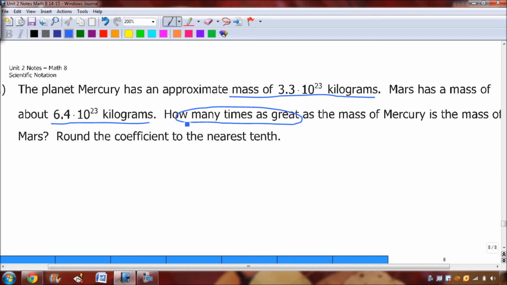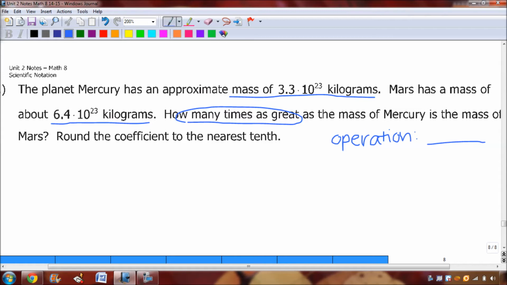And then I have to round the coefficient to the nearest tenth. So first thing I'm going to do is I have to always identify what is my operation. Okay, and anytime you have any word problems, I want you to write down what is your operation that you're trying to figure out. Any word problems that involve scientific notation.